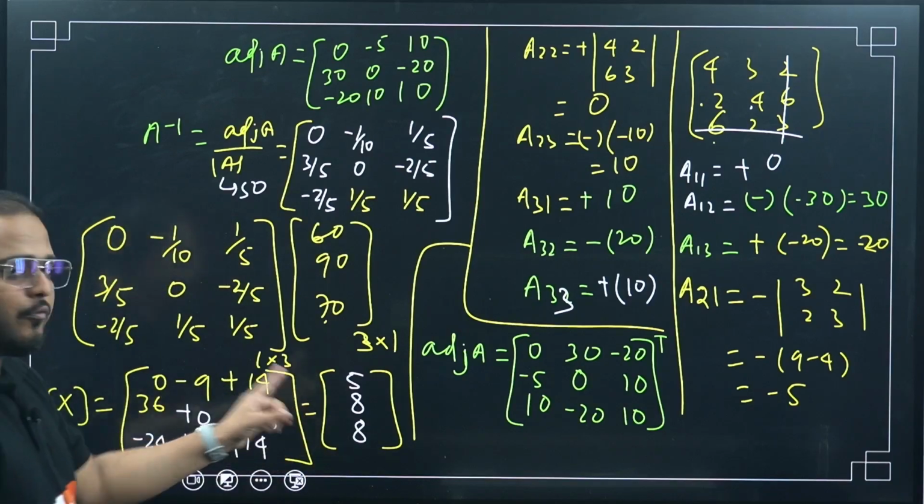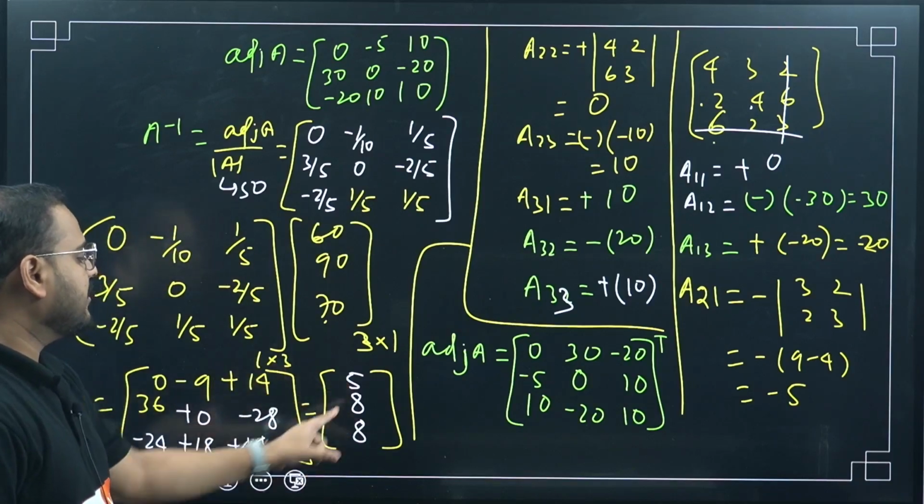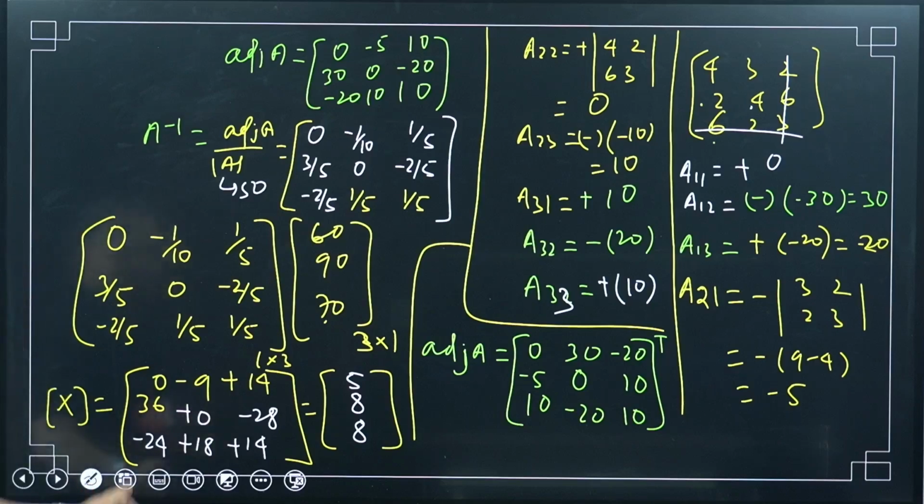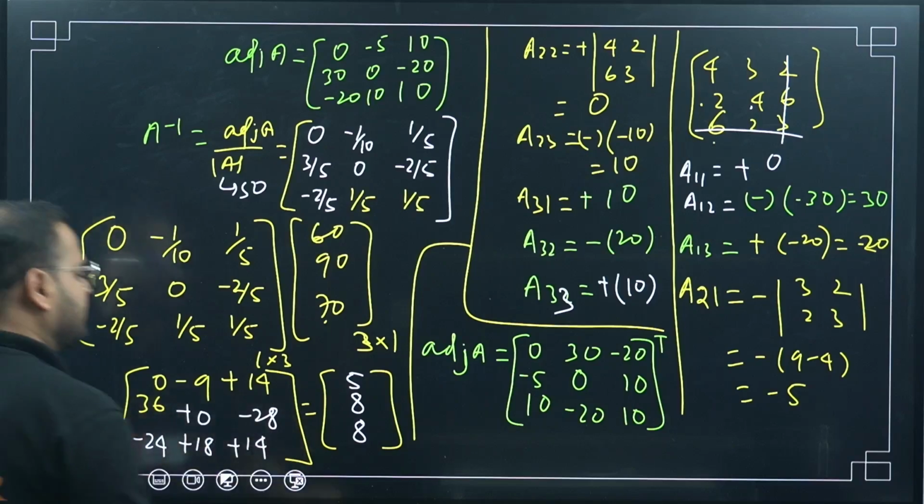So my cost of 1 kg of onion is 5, and wheat and rice are 8 and 8. Please check: minus 24 plus 18 is minus 6, and minus 6 plus 14 is again 8. This is the final answer.